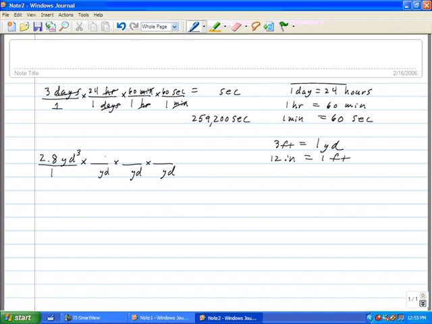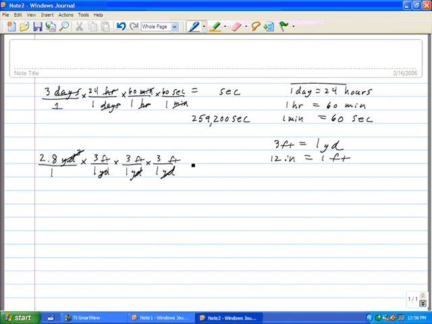And again, from yard we can go to feet most easily. So we can go back to 3 feet in 1 yard, 3 feet in 1 yard, 3 feet in 1 yard. So we found that cubic yard is canceled by yard once, twice, 3 times. So we're now in cubic feet. See the feet, feet, feet, 3 times gives us cubic feet.